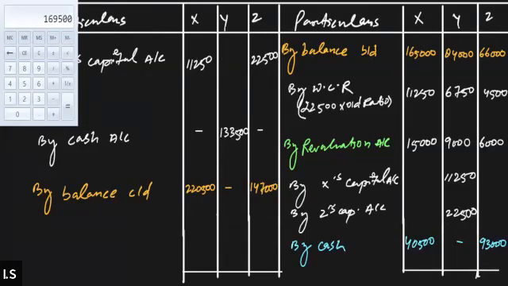Yeah, so 169,500 for Z. And on the credit side as well, you should get 169,500. For Y, the amount will be, I think, the same, 133,500.